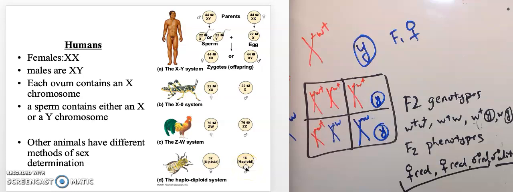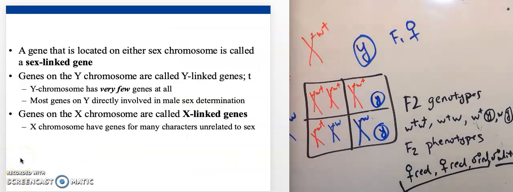There's other systems too. Some organisms determine sex based on the temperature of incubation of the eggs or the predominance of males and females in the population. So the way that sex determination happens is not universal. What I do want you to be able to do for the exam is do genetics problems with genes that are on the sex chromosomes.